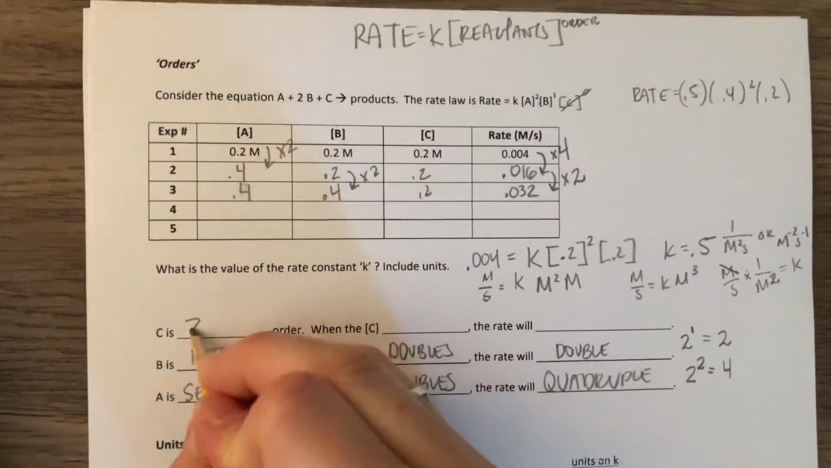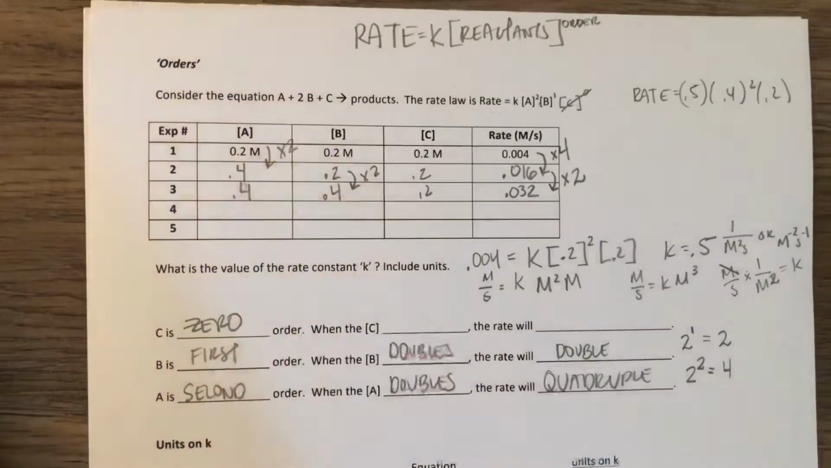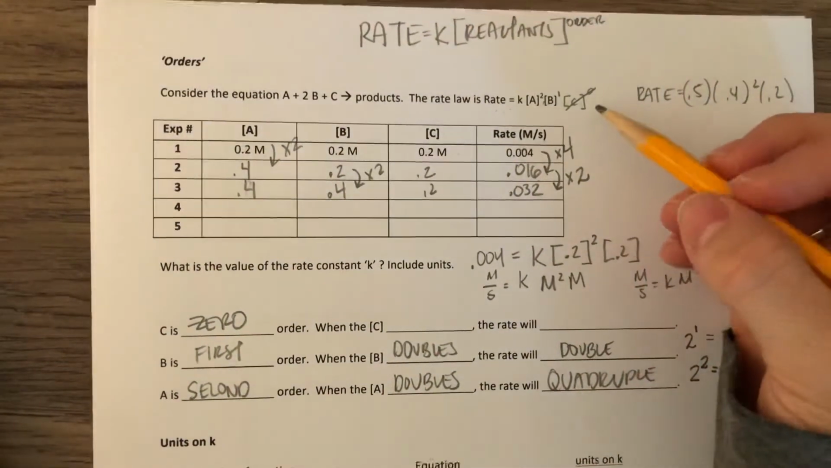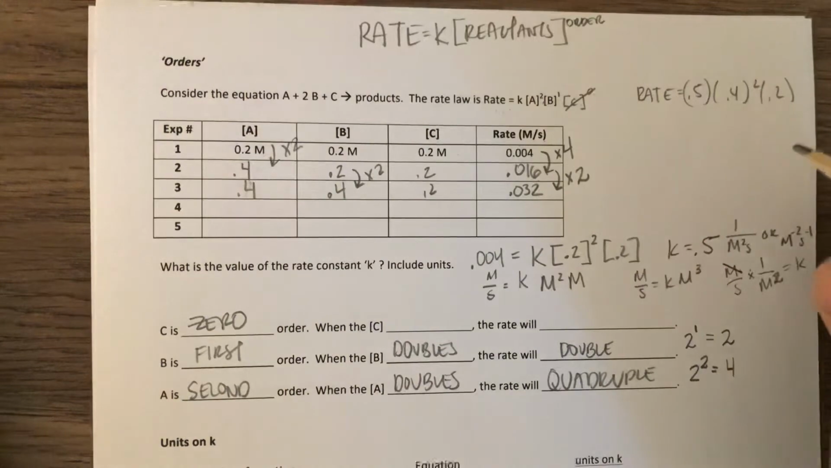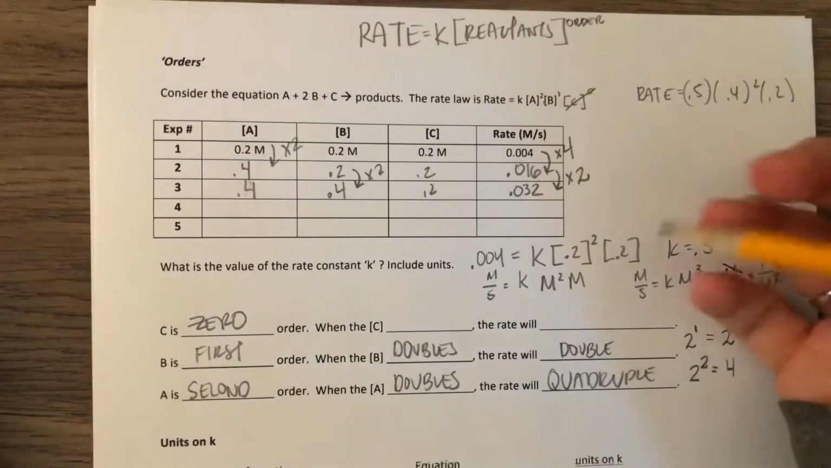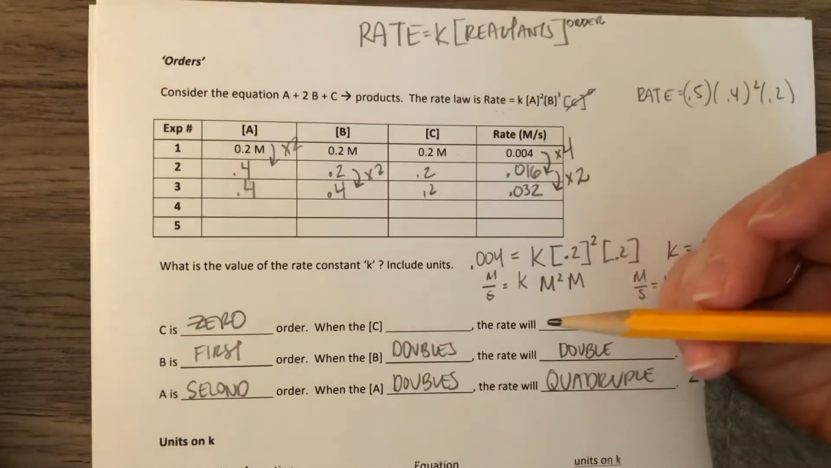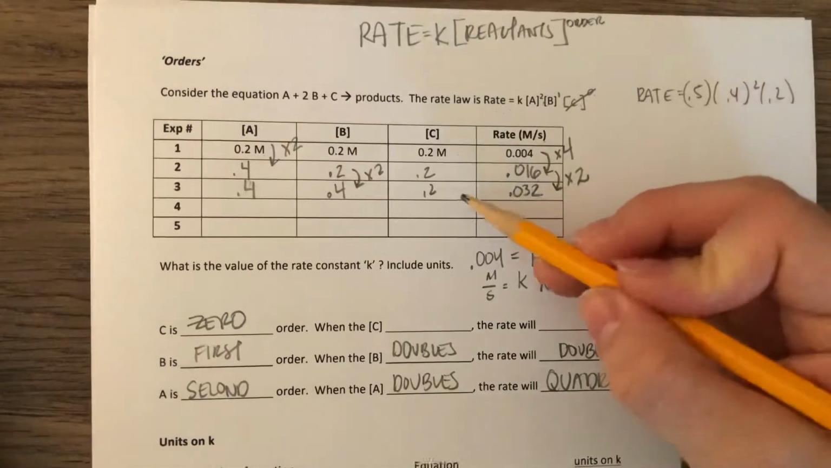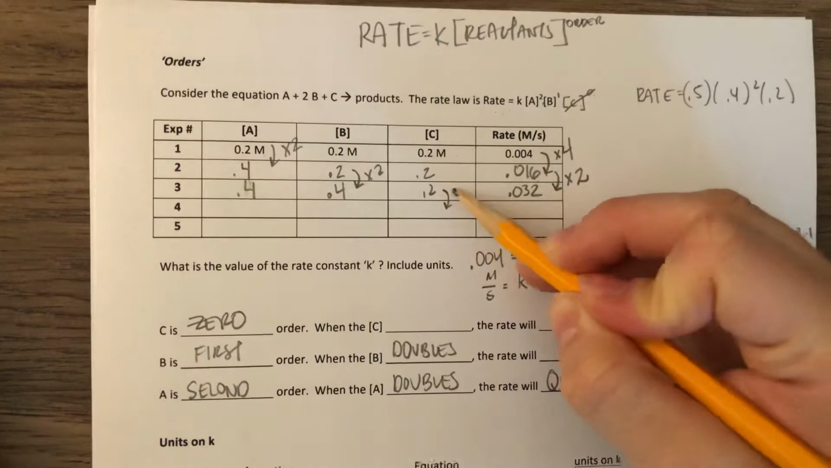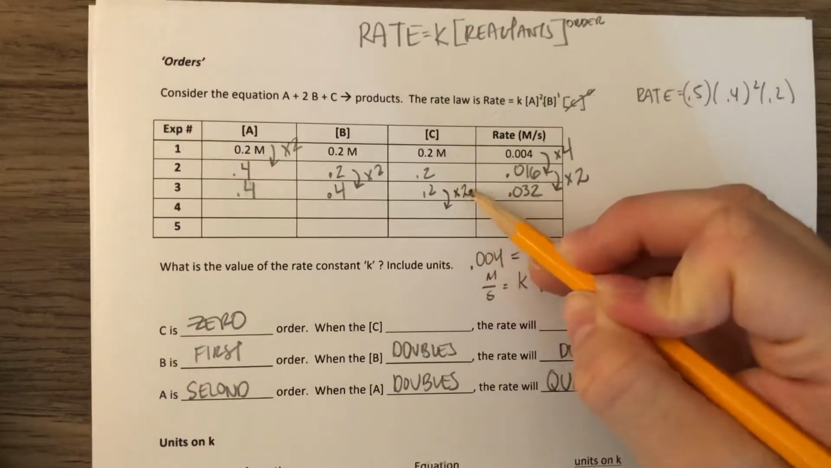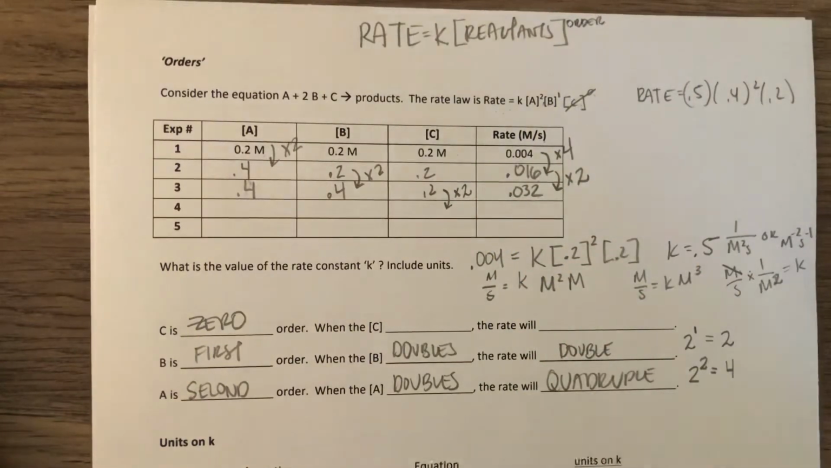Now, C, on the other hand, is 0 order. We don't even include it in the rate law expression because anything raised to the 0 power is 1. So you can probably imagine how that'll affect the rate, if at all. But we can use our numbers and see and prove how that'll affect the rate.